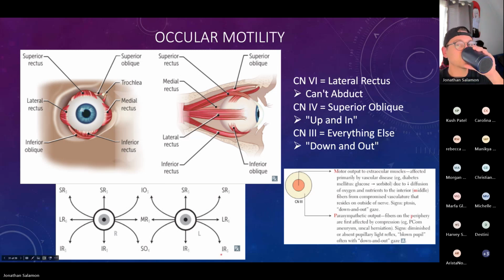Ocular motility is stupidly high yield. Absolutely need to know this.